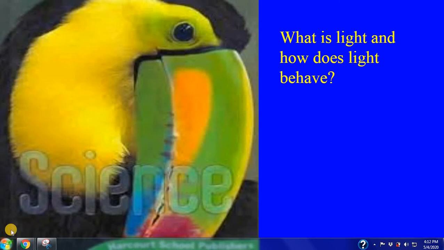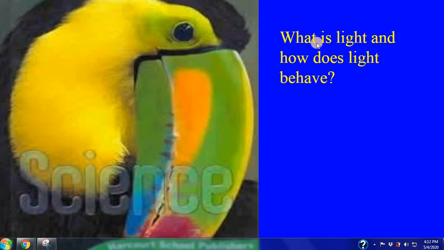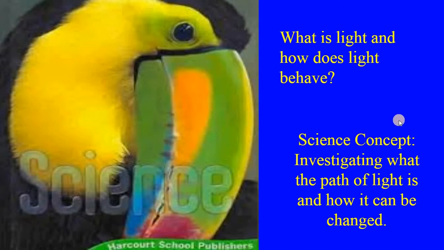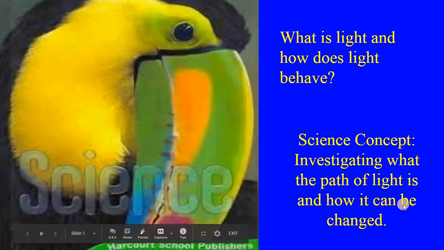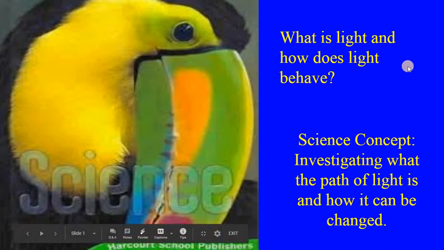Okay, we're looking at the lesson that is explaining what is light, and our focus is looking at how light moves, the direction light moves, and the properties of those characteristics of how light moves. So this is your initial question: what is light and how does light behave? The science concept you're going to be focusing on today is investigating what the path of light is and how it can be changed. Now, this is true for light all the time. It does not change. So let's take a look at what we're looking at.